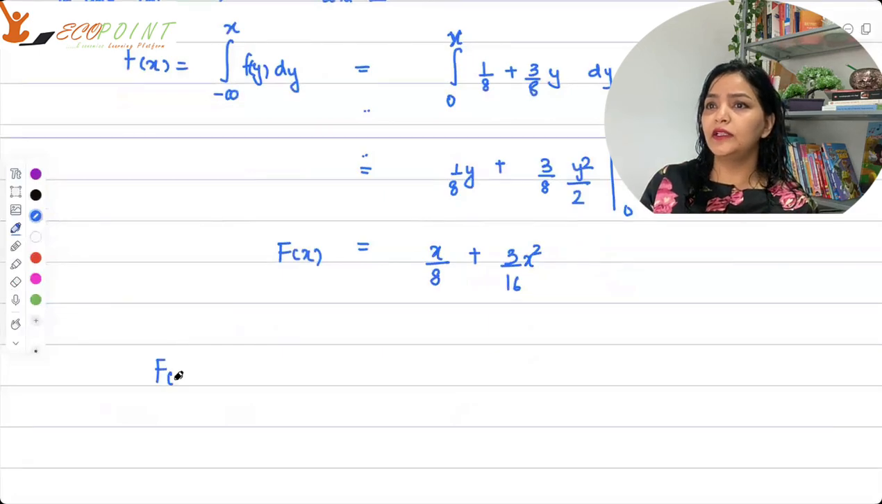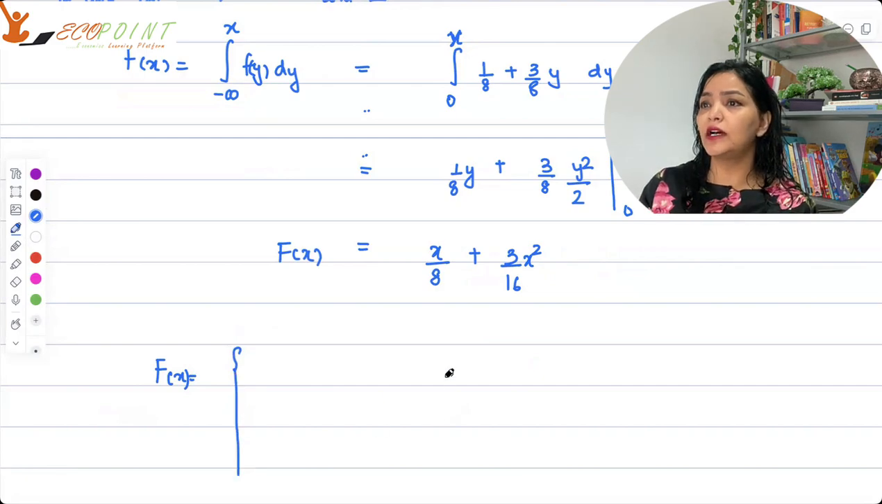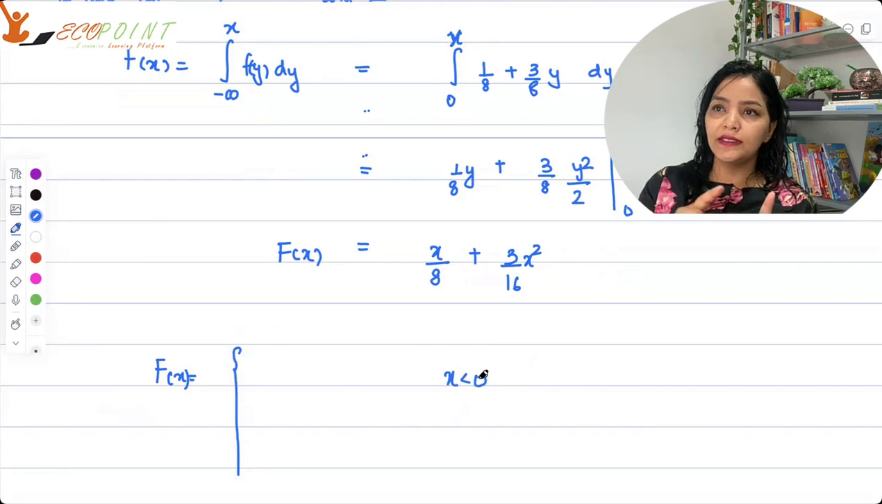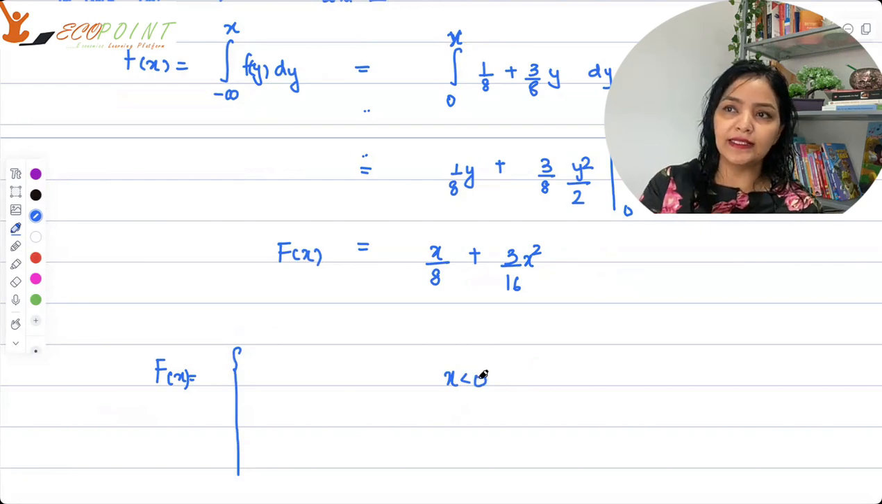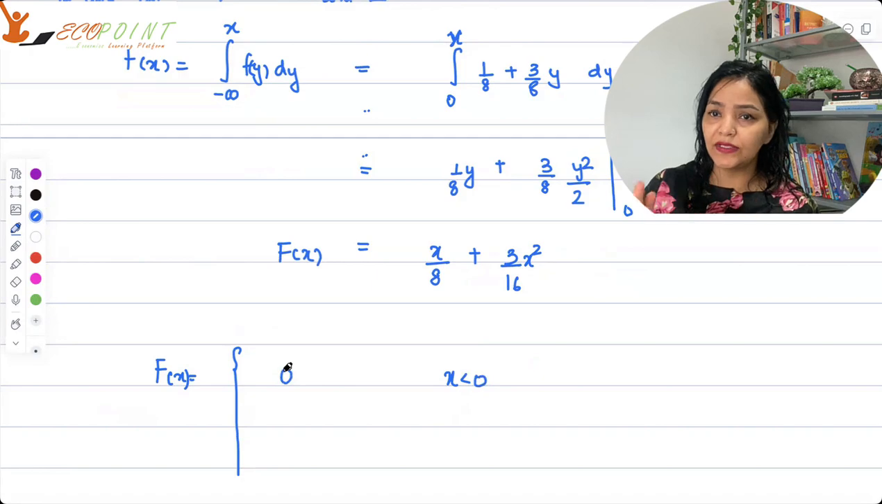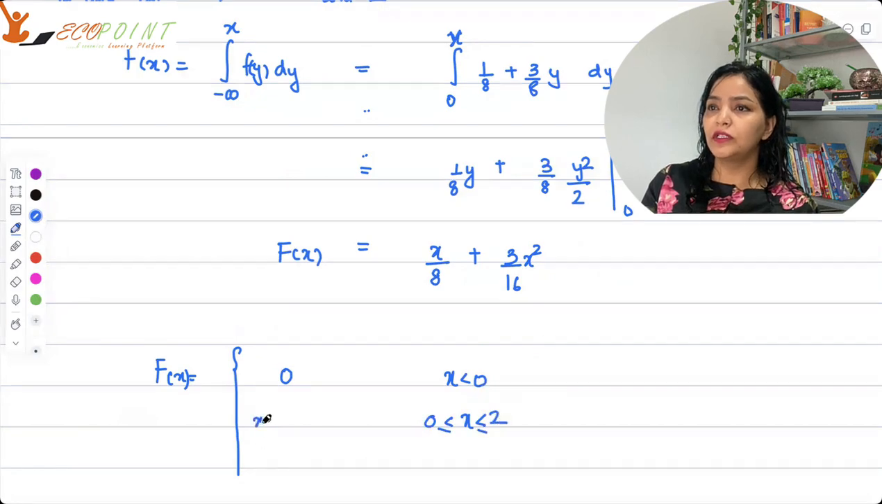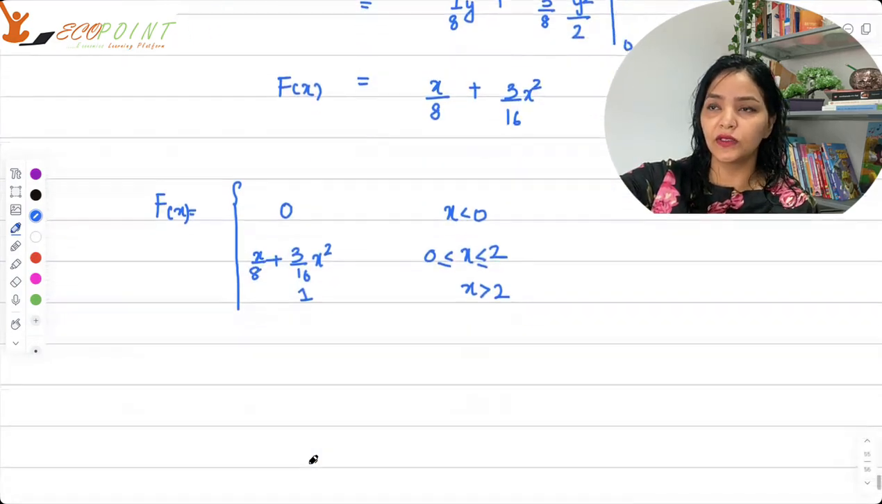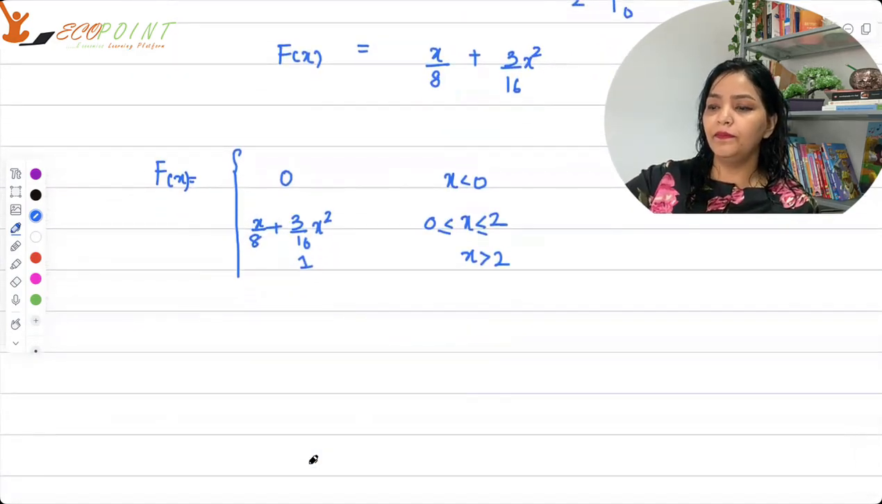In other words, capital Fx as a function, if you want to write it down, since your interval starts at 0, when x is less than 0, the CDF is just 0. When x is between 0 to 2, as we figured out, it's going to be x by 8 plus 3 by 16 x square. And when x is greater than 2, it's just going to be 1, nothing else. It will be 1.